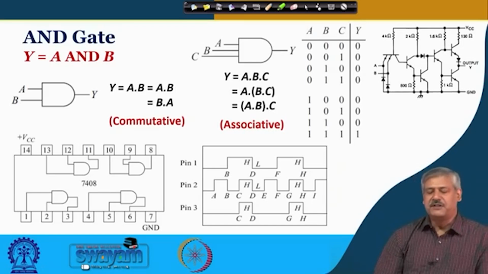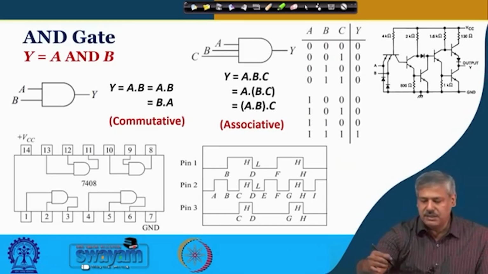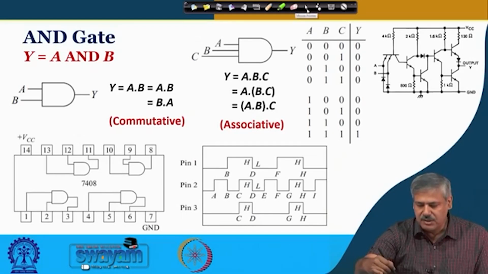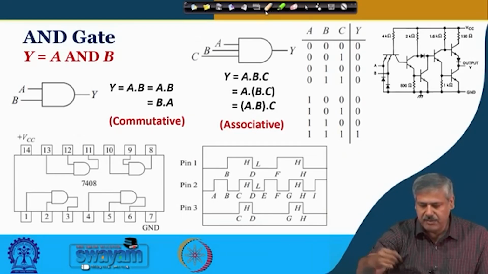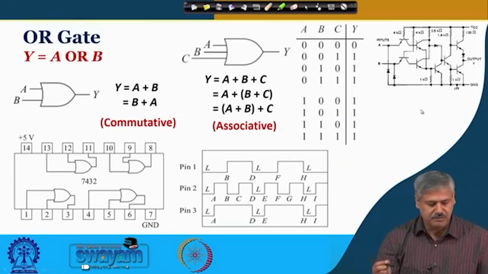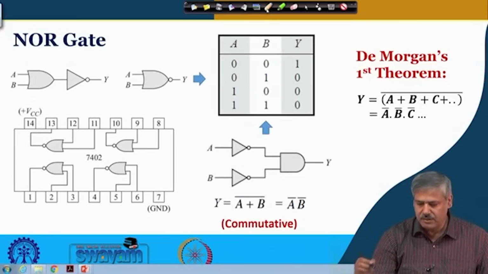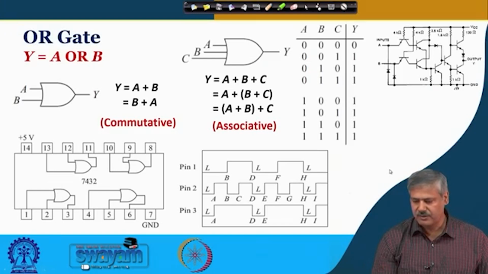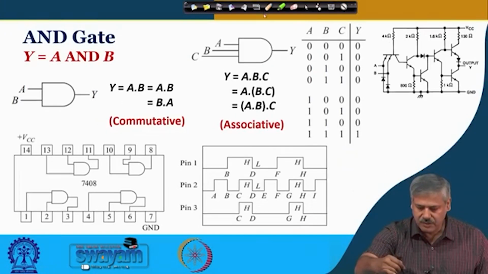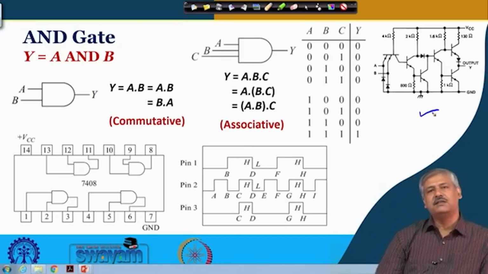Now, we look at the representation of the AND gate. If you look at the circuit diagram, you will have a circuit in the TTL space, which looks something like this.